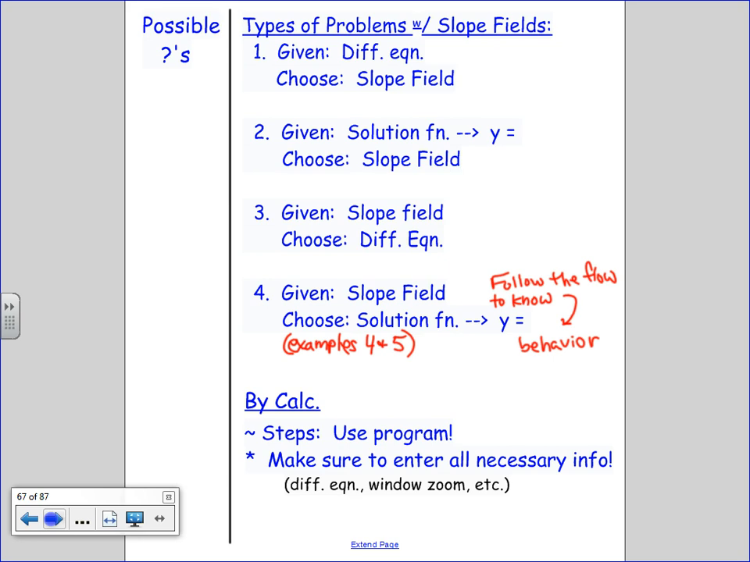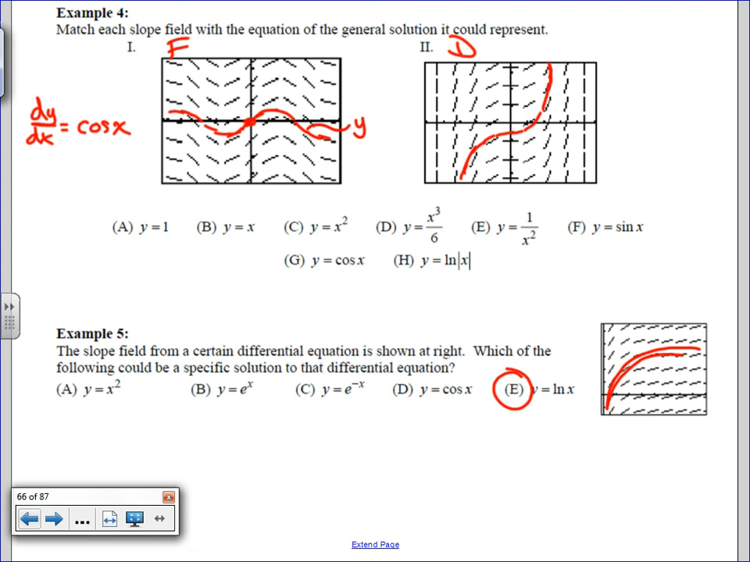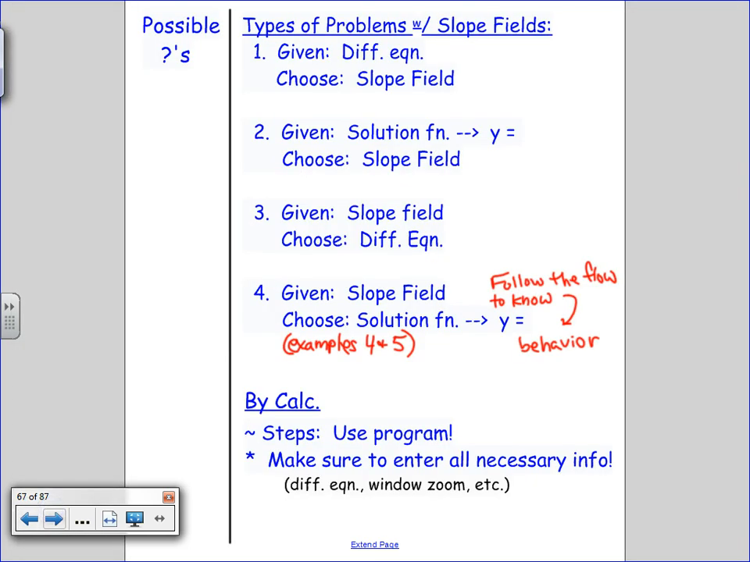The original function is a function that moves through the slope field. So basically, if you follow the flow, you'll know y's behavior. And hopefully, like in these, you know generally how these behave, right? So you can fit to the flow.